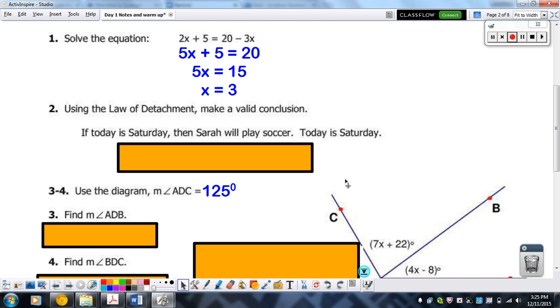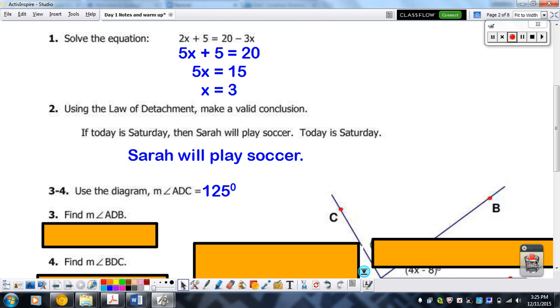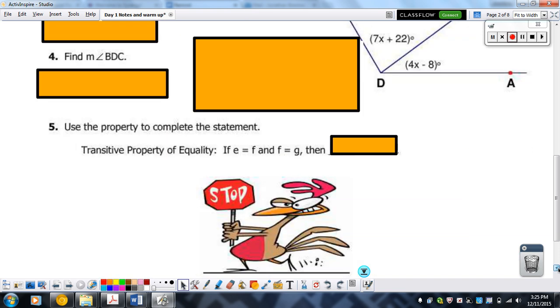Number 2, we're going to use the law of detachment to make a valid conclusion. If today is Saturday, then Sarah will play soccer. Today is Saturday. What can we conclude? We can conclude that Sarah will play soccer. Very good. As I said, we're going to skip 3 and 4 here.